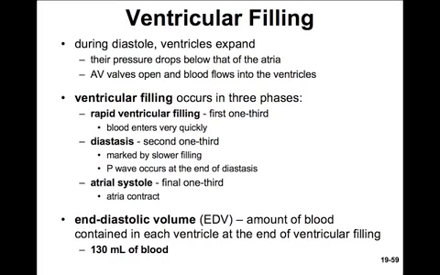And this is where the P wave occurs. And then atrial systole, which is the final 1/3, where the atria actually contract. So most of the blood is actually sucked into the ventricle by its expansion. The last 1/3 is squeezed in by the atrial contraction. The end diastolic volume is the amount of blood that's contained in each ventricle at the end of ventricular filling. Usually that's about 130 milliliters of blood.